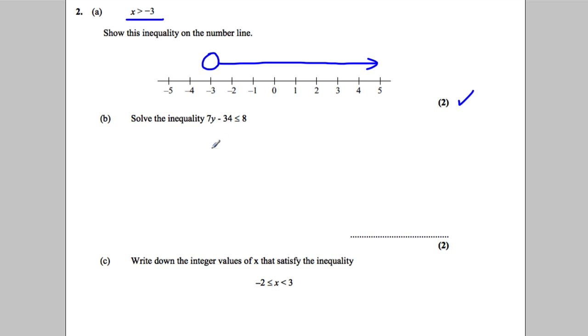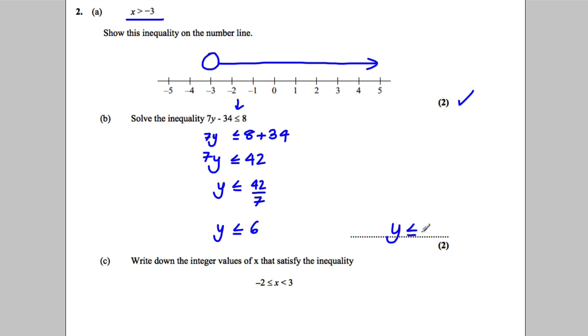Solve this. Well, you do it exactly as you would solve an equation, other than you always write your inequality sign. So 7y is less than or equal to 8, add 34. 7y is less than or equal to 42, divide by 7, y is less than or equal to 42 divided by 7, so y less than or equal to 6. You must write y less than or equal to 6, you can't just write 6, it's not an equation.